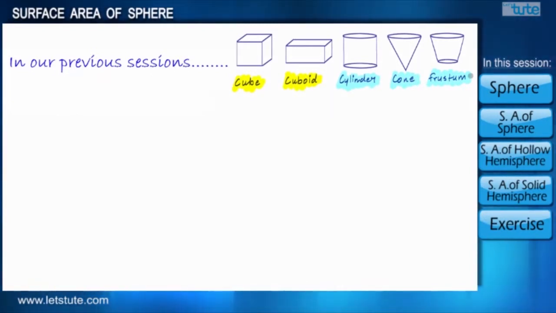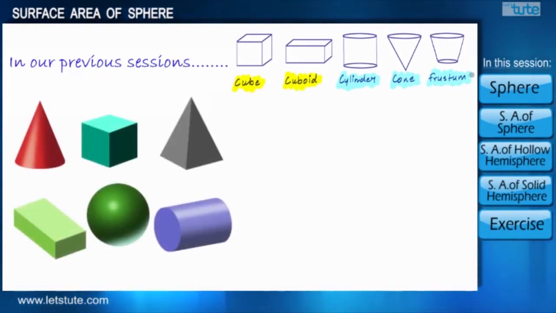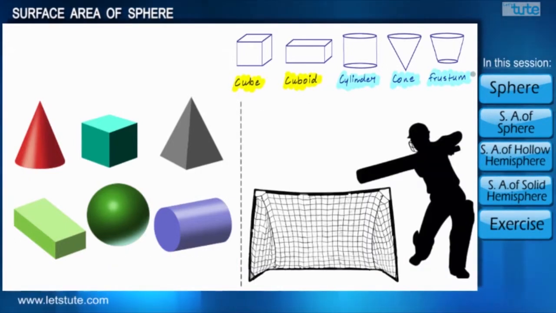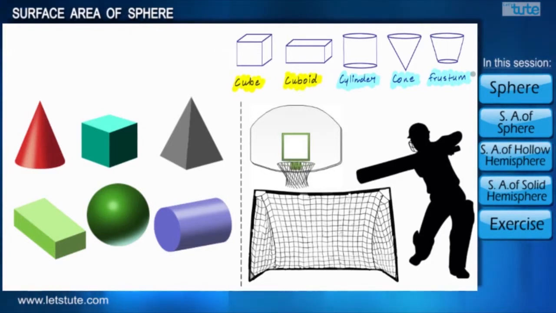Suppose we have an object which, when placed on the ground, only a single point of it touches the ground. Further, this object can be easily rolled. So can you guess the object? Let me give you another hint. This type of object is also used in playing many games. Yes, you guessed it right.